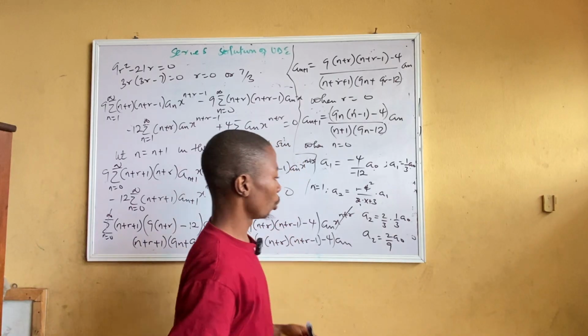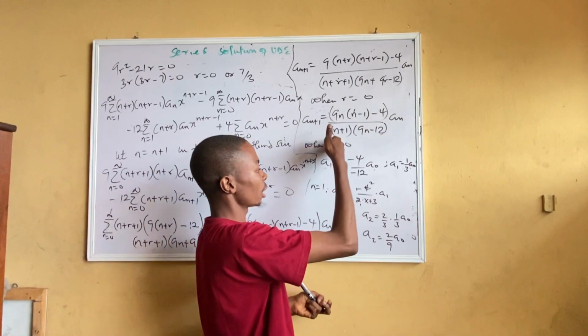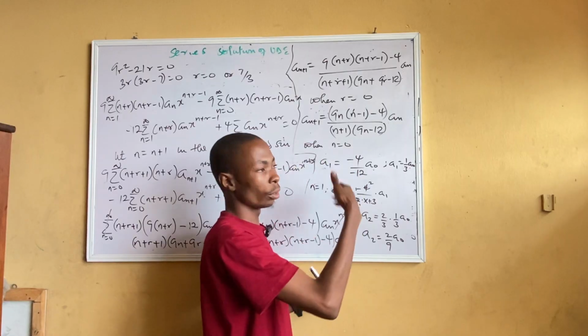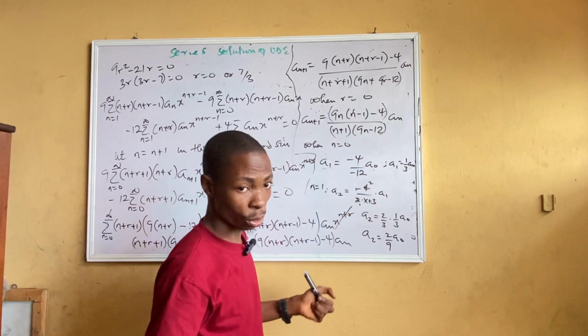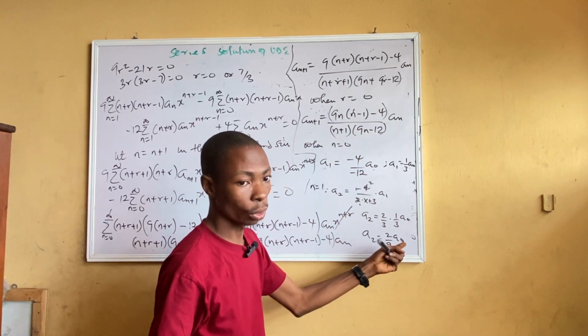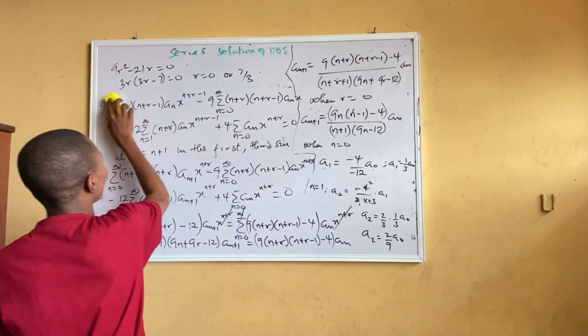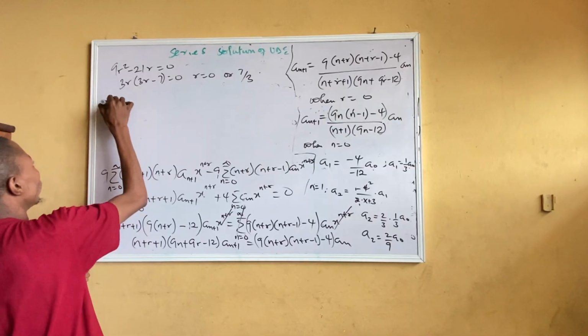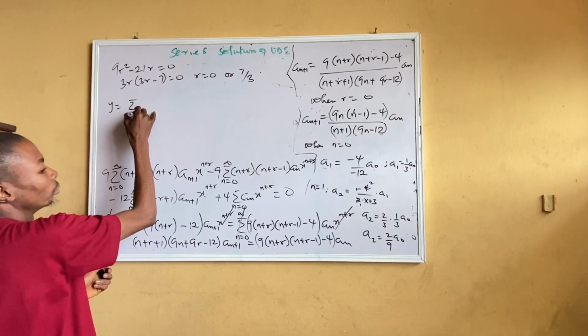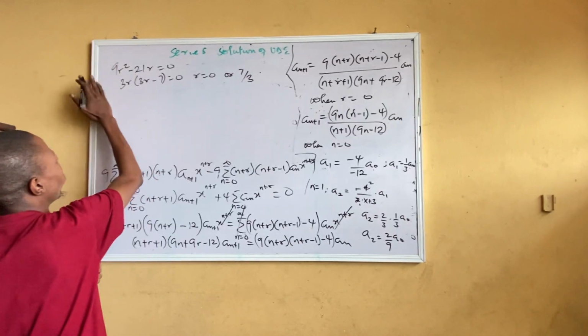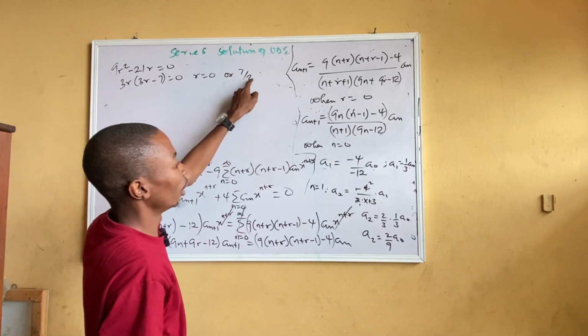So you can generate more. Generate for n equals 2, and you have your a3 equals something. But because of time, I will stop at a2. Then you write the solution of that one. For r equals 0, the solution is y equals what? Summation. Let me do it for the other one too, then I'll write them together.